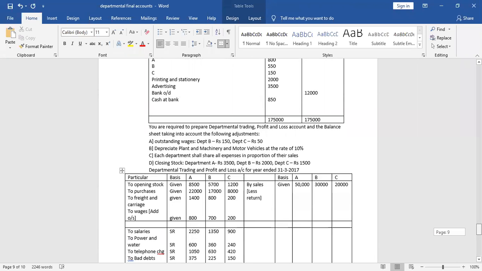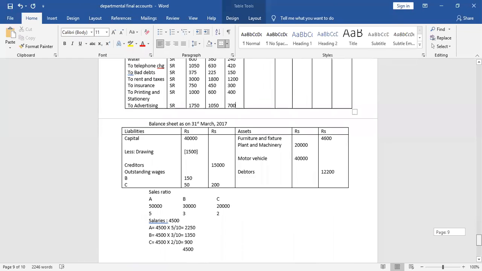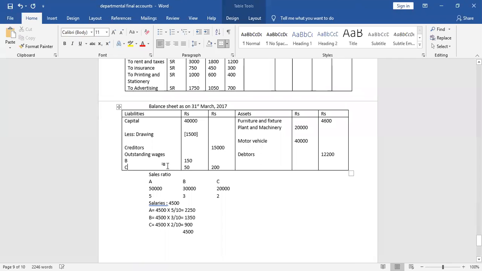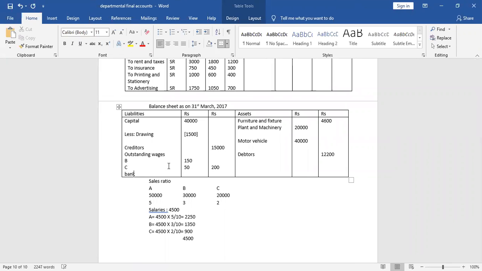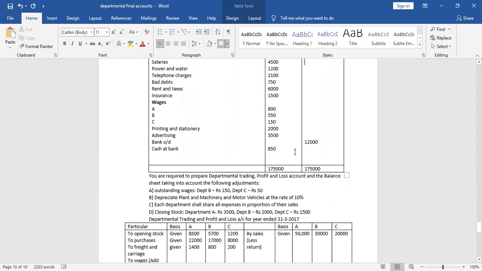Now we have bank overdraft 12,000 and cash at bank 850. Bank overdraft 12,000 and cash at bank 850. Now let us go to the adjustments. The outstanding one we have done.